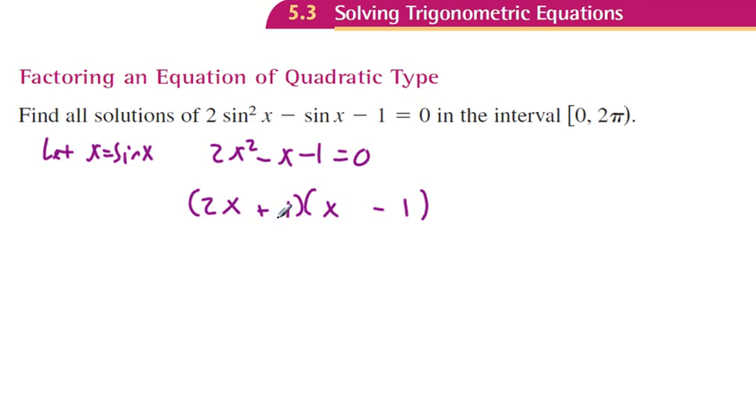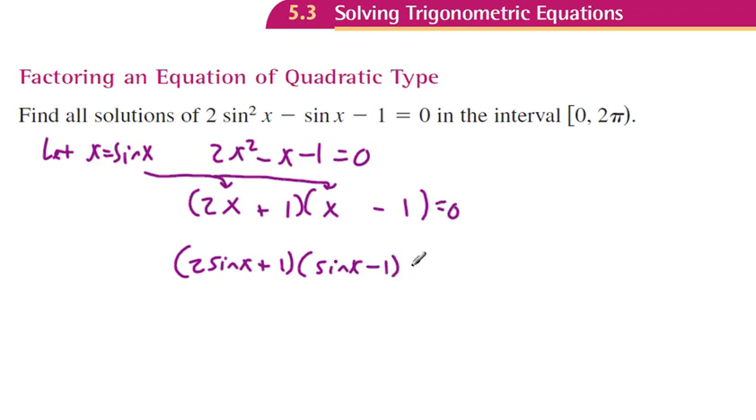You check your answer by multiplying, right? 2x times x is x squared. 2x and negative 1 is negative 2x, plus 1x is negative x, and the 1 times negative 1 is negative 1. Cool. So now that we factored just a regular quadratic, oh look, x equals sine of x. So that means I can replace my x values now back with sine of x. Okay, so I have 2 sine of x plus 1 times sine of x minus 1 equals 0.